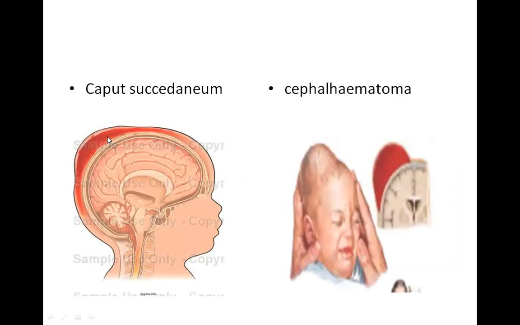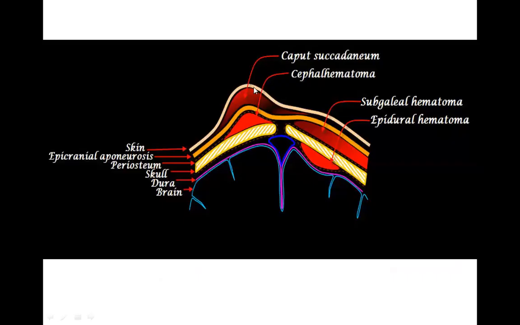So here is the picture of caput succedaneum and the picture of the cephalhematoma. Again caput succedaneum. Here will occur the cephalhematoma. Here is the subgaleal hematoma, epidural hematoma. These are the various sites where you can get the caput succedaneum, cephalhematoma, subgaleal hematoma, and the epidural hematoma.